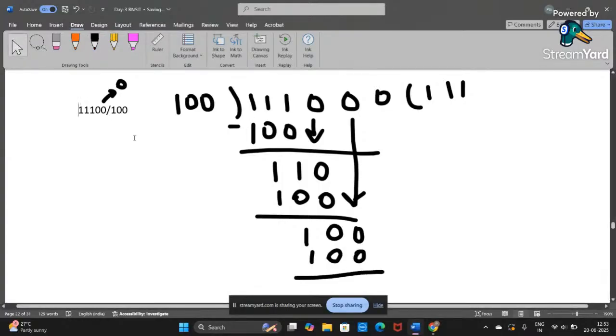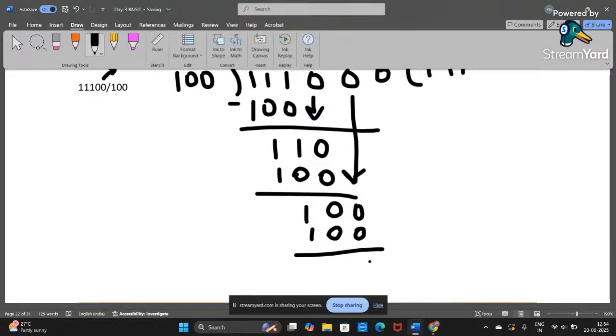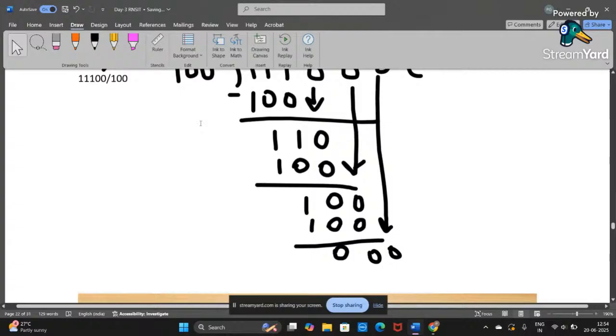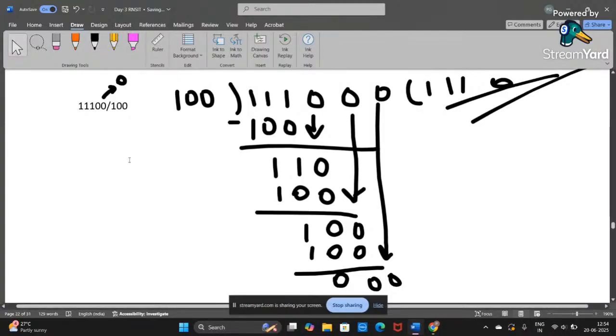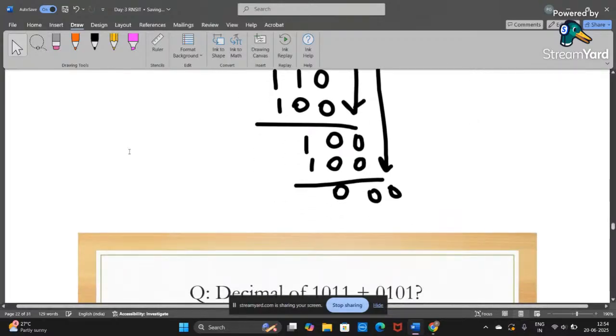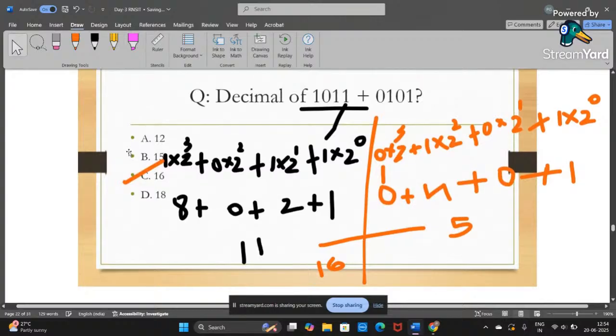So next is 0 and this is 0. So 1 minus 1, it is 0, don't take that. Next, this will be carried forward. You can take this here and multiply 100 with 0, or you can directly take this 0 over here. The answer will be the same. For this, the answer is 1110. Okay.